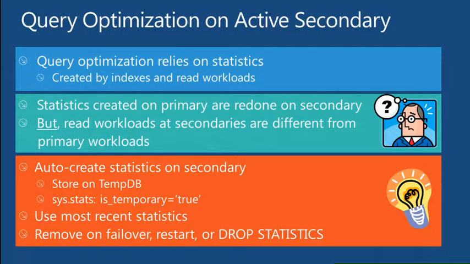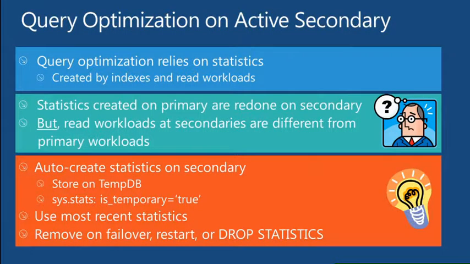Well, given that the databases in the readable secondary are readable, we cannot go and update them. What we are doing is we actually generate the statistics on the readable secondary based on the read workloads, but we store them in TempDB on the SQL Server instance for the replica. So we actually store those statistics in TempDB. You can identify them. So if you go into sys.stats, as usual, you can look up the is_temporary column. If is_temporary equals true, then this is an automatically created statistic from the readable secondary.